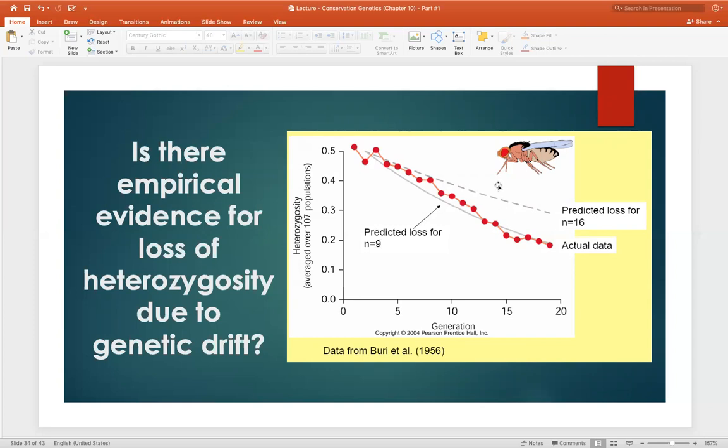I want you to think about why you think that is. But the moral of the story here is that the smaller populations are, the faster there will be a loss of heterozygosity throughout different generations.